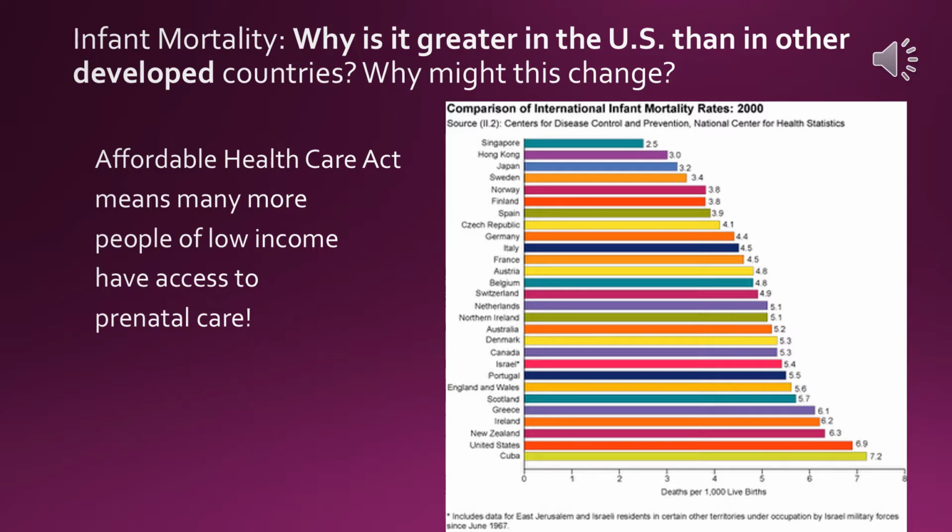One reason that we believe that infant mortality is much greater in the United States than in other developed countries, I mean, look at this chart. The United States has the most infant mortality except for Cuba, is because we don't have universal health care here in the United States. And so there are a lot of people who choose not to or cannot afford to have health care. And therefore they don't get prenatal care when they're pregnant.